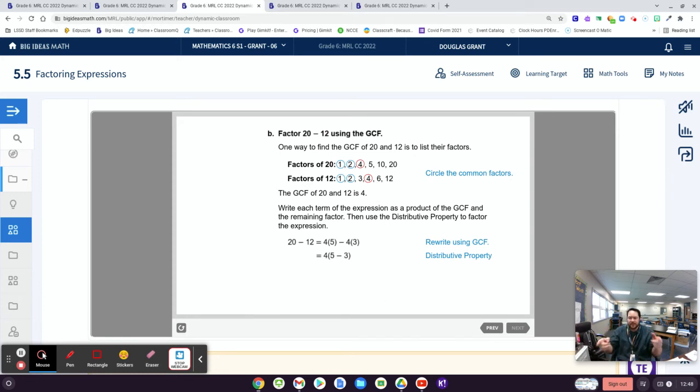So again, this is undistributing. It's like going backwards of distributing. So again, look this over, make sure it makes sense. Maybe jot some notes down. This is a great example to have in your notes.